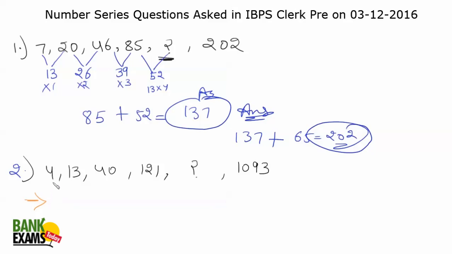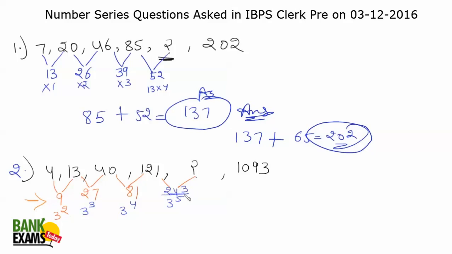The clear solution for this is to find the difference. Difference between 13 and 4 is 9. Difference between 40 and 13 is 27. Difference between 121 and 40 is 81. And then it should be 3 the square. Next one, it is 3 the cube. It is 3 the power 4, and the next one should be 3 the power 5. The difference should be 243.